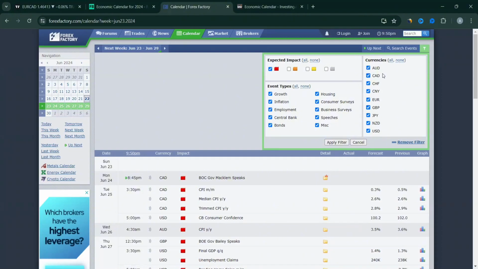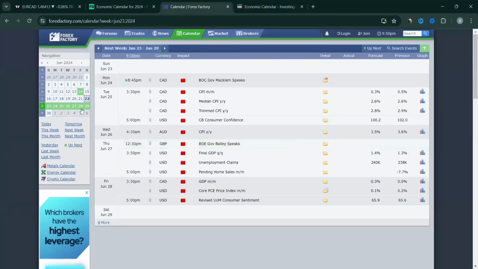I love trading the CAD and I love trading the JPY. You also tick the events that you want, and then after you can apply the filter. Now, personally, I unchecked the ones that have low impact, and I left the ones with high expected impact, and you click apply filter, right? So personally, I want to cancel because I want it to remain the same.